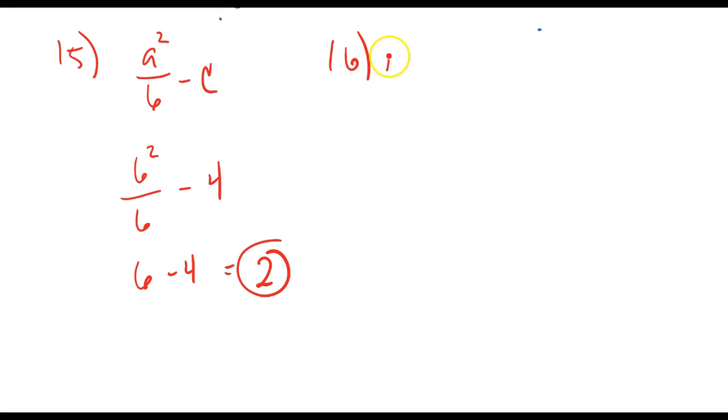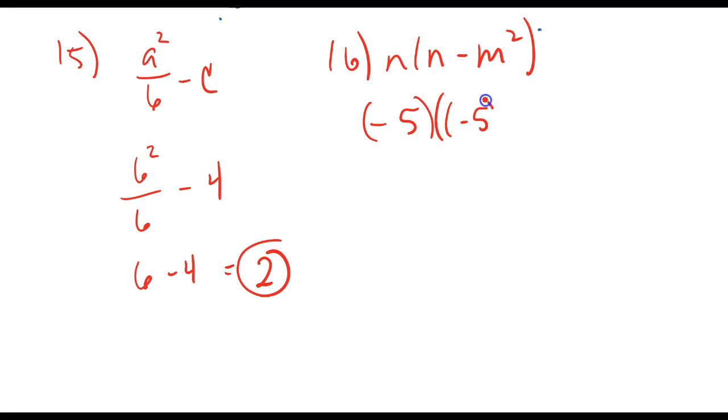Number 16, n times n minus m squared, and we're going to plug in a negative 1 for m and a negative 5 for n. Remember what I told you, if you're plugging a negative into a spot, you may as well use parentheses, extra parentheses everywhere, just to keep from messing up. m is negative 1. Okay, so now it looks like this.